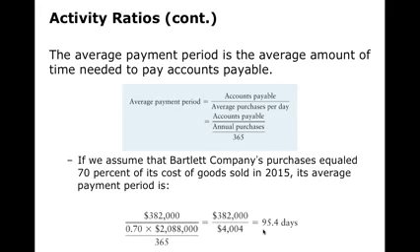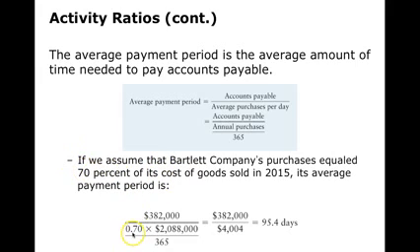So besides average collection, we can also look at average payment period. So this is taking accounts payable now and dividing it by the average purchases per day. So we take accounts payable divided by annual purchases divided by 365. So if we assume that Bartlett Company's purchases are valued at 70% of its cost of goods sold, that basically means that the cost of goods sold makes up 70% purchases, 30% labor. So the two ingredients in cost of goods sold are materials and labor. So here we assume that 70% of the cost of goods sold is materials.